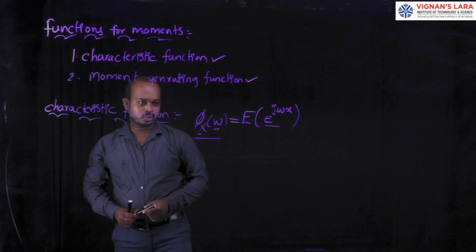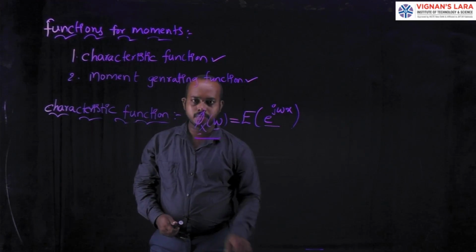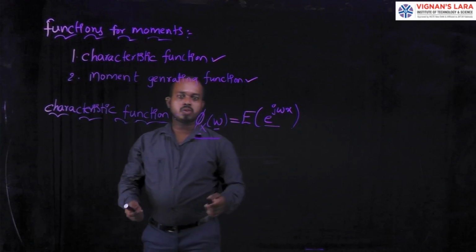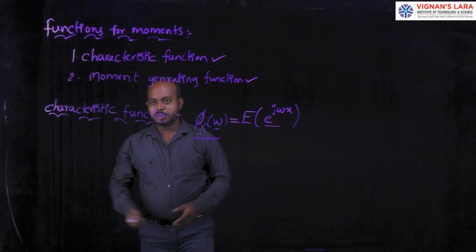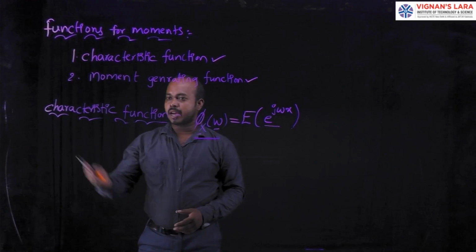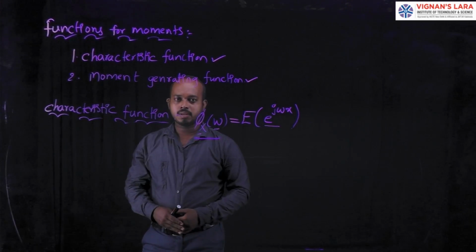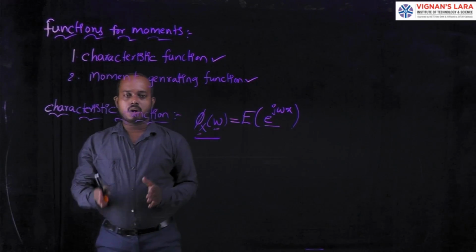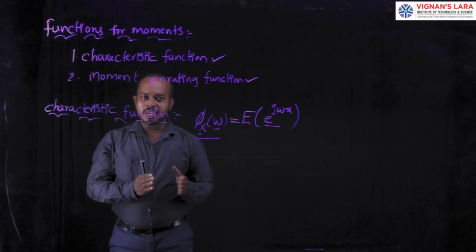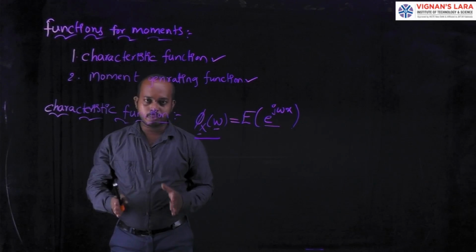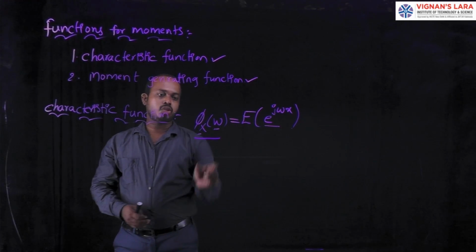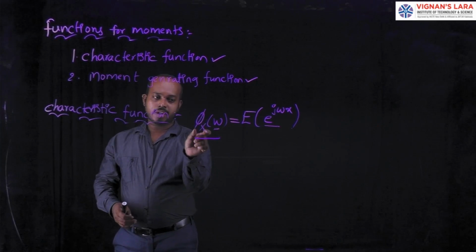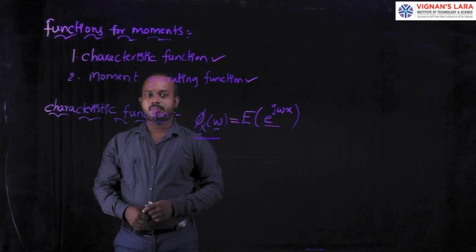Here, how do we find the moments using the characteristic function? I'm repeating once again: the definition of the characteristic function is the expected value of e power j omega x, and it is denoted with pi of x of omega.